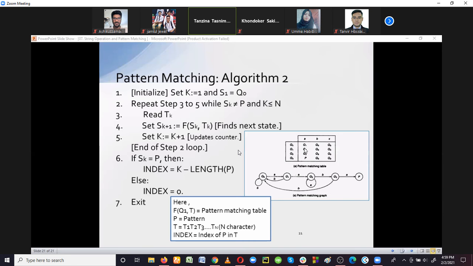All the states are given here. This is our pattern matching table. Okay, step number 3, read tk, and step number 4, set sk plus 1 equals to f of sk tk. Suppose now we are in which state? Q0. We are in state Q0 after reading a character from text, and if the character is A, then now we can move on to the next character, that is sk plus 1 equals to function of sk tk. If both the characters are same, then we can move on to the next state, isn't it?